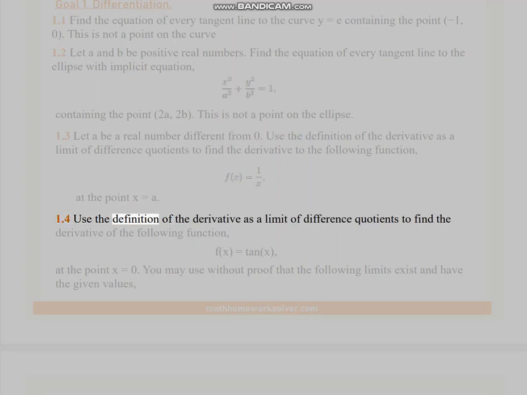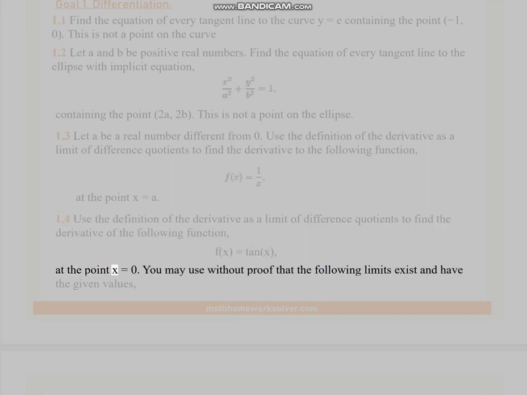1.4 Use the definition of the derivative as a limit of difference quotients to find the derivative of the following function f(x) equals tan x at the point x equals 0. You may use without proof that the following limits exist and have the given values.